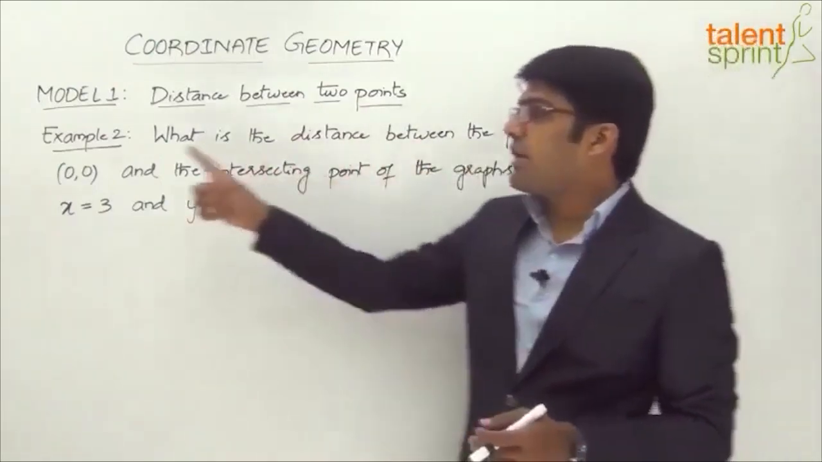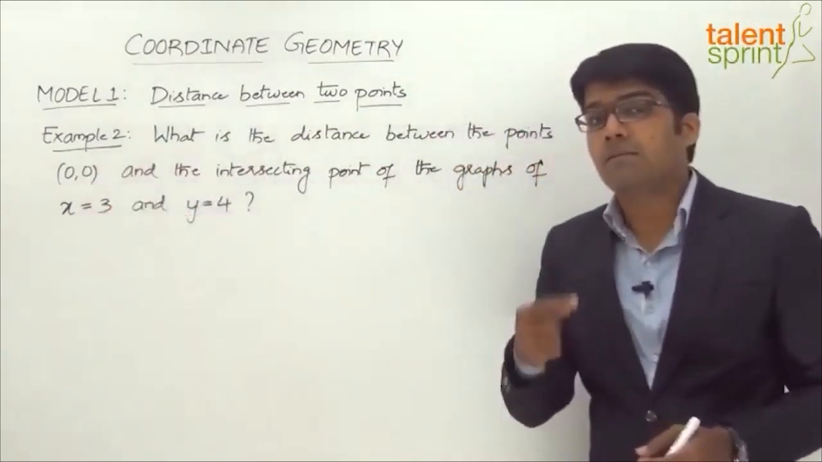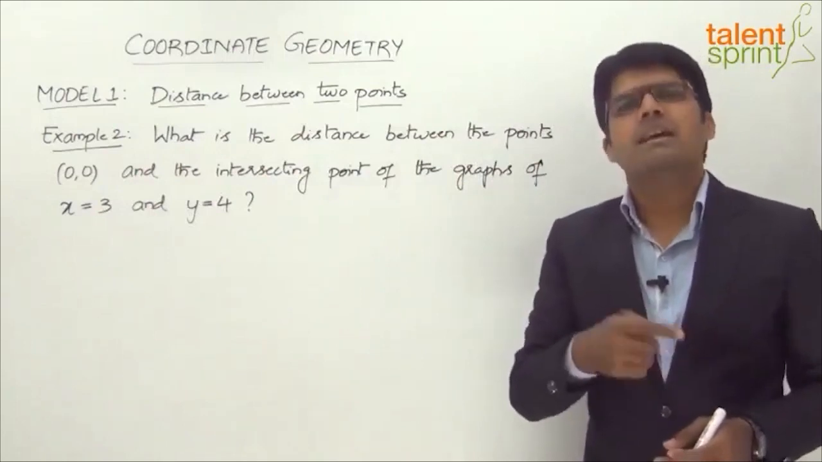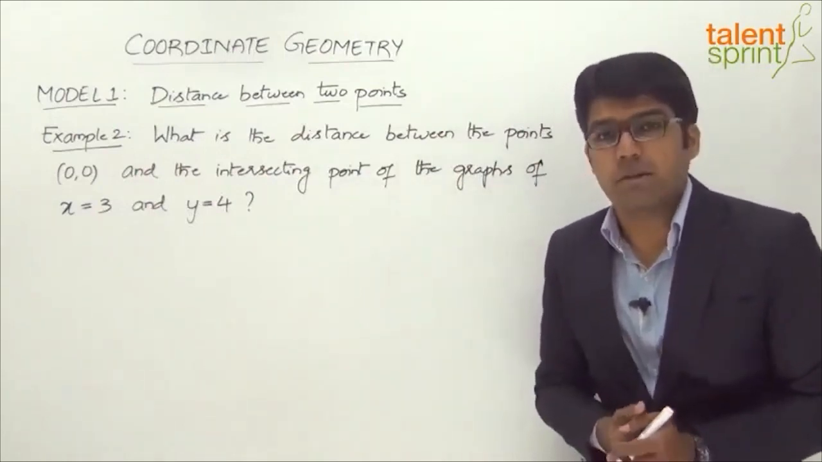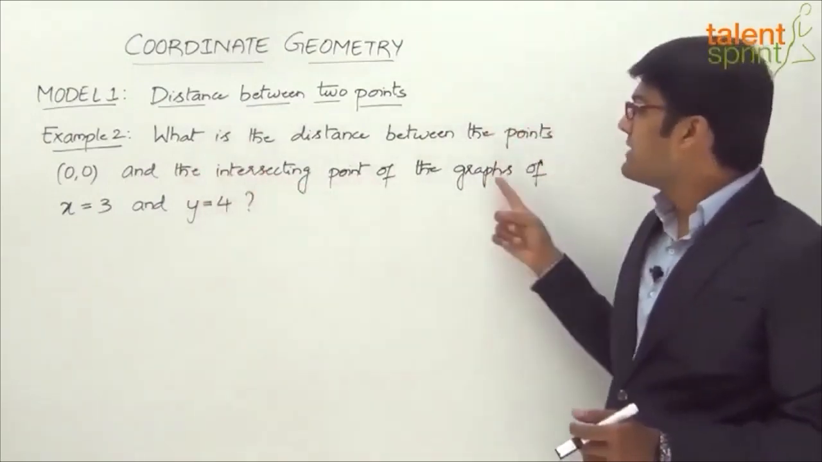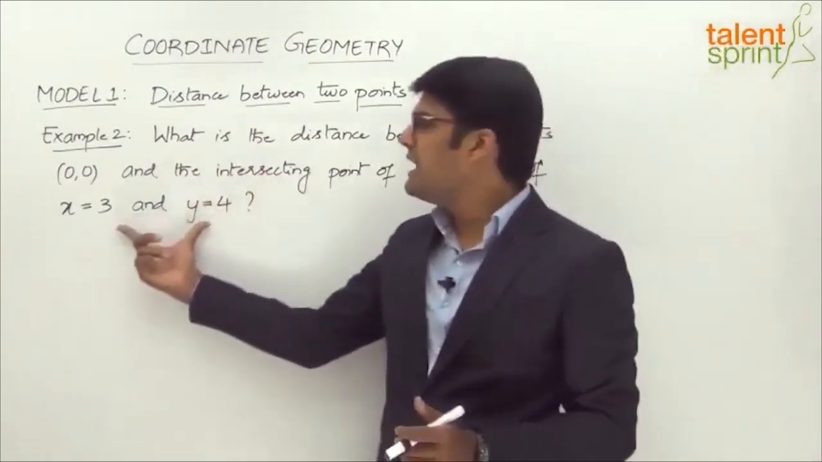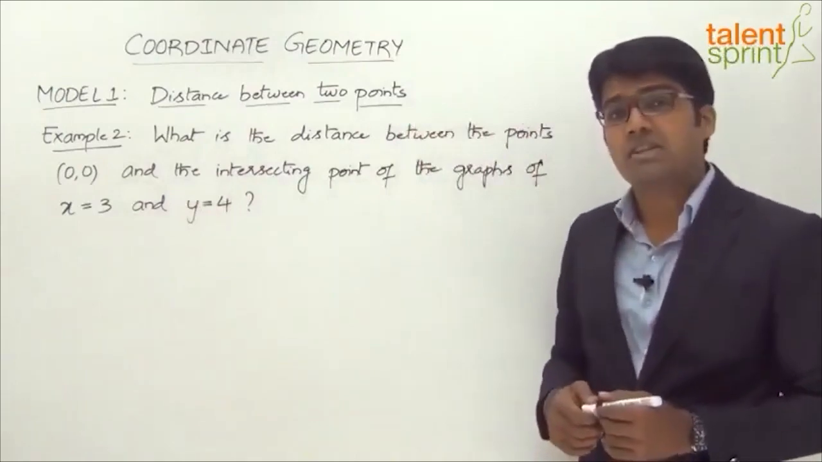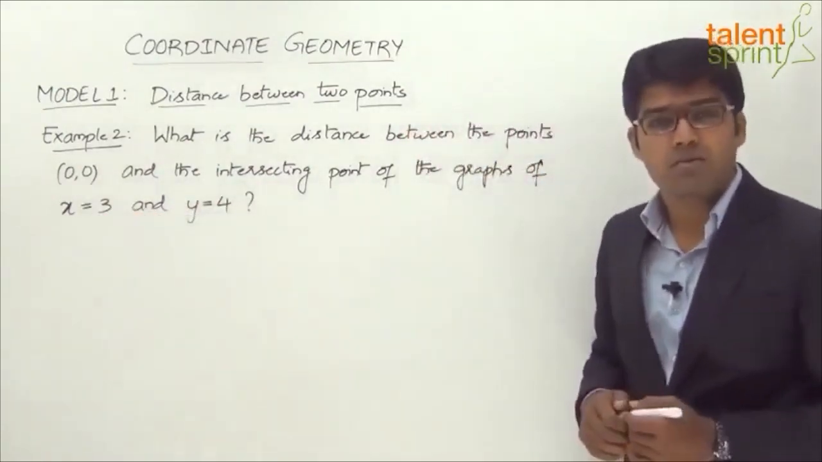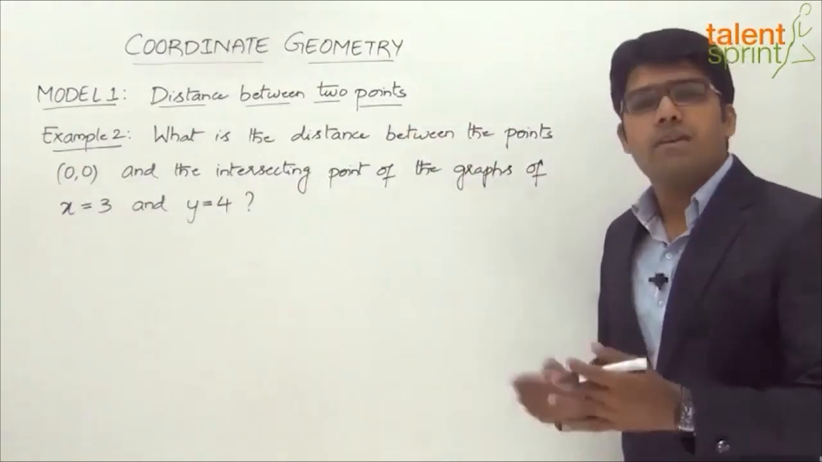Now one of the points is origin, and we also understand that when one of the points is origin, or we are calculating the distance of a point from the origin, it is simply root over x square plus y square. But what is the other point? The other point is the intersecting point of the graphs of x equal to 3 and y equal to 4. So we'll actually have to look at the graphs of these two equations, x equal to 3 and y equal to 4. Well, that's not really difficult to understand.